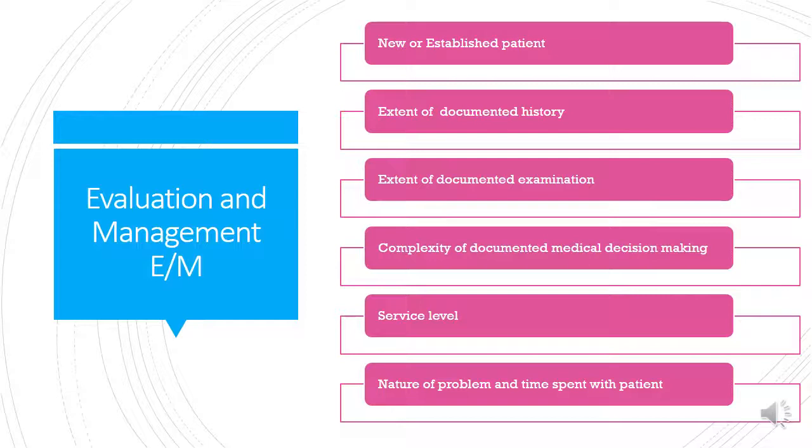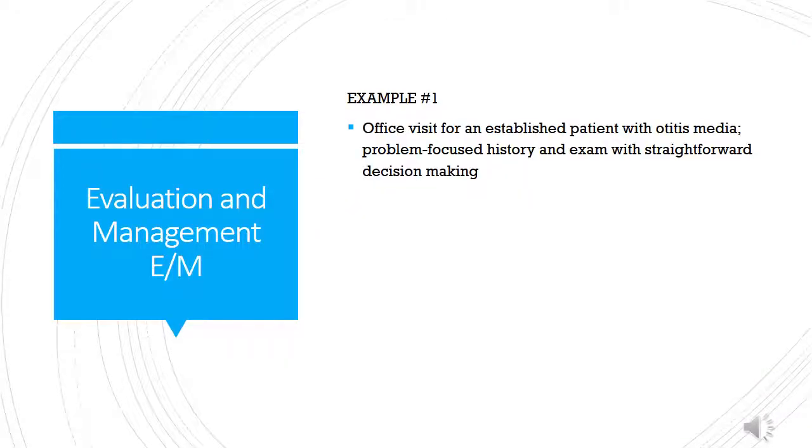The nature of the patient's problem, and the time a provider spends with the patient can further support the selection of the correct evaluation and management code. Let's assign an evaluation and management code for our example of a patient coming to the office with an earache. The above information is noted in the clinic note for this visit. Office visit for a patient with otitis media, problem-focused history and exam with straightforward decision-making. Note that some medical documentation does not spell out the levels of history and examination as well as this one does. Many times coders must abstract this information from different sections of a note to determine these categories.